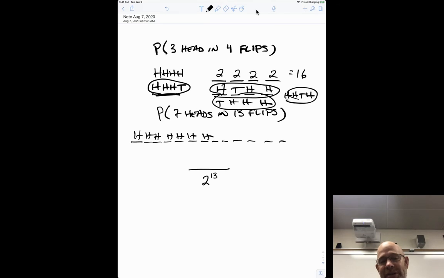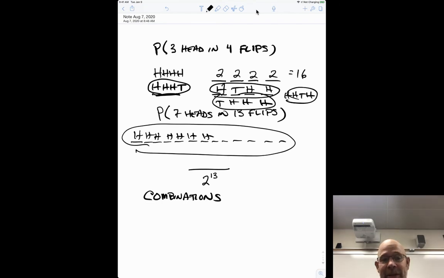But there's a nice little mathematical formula for this that you probably learned in Algebra 2. It's called the combination button on your calculator, or the choose button. Because basically what we're doing is we're taking 13 spots, and we're choosing 7 of them to put the heads. So it's 13 spots, and we're going to choose 7 spots. There's a little mathematical formula for this. I'm not going to actually show you right now. We're just going to show you how to do it on the calculator.